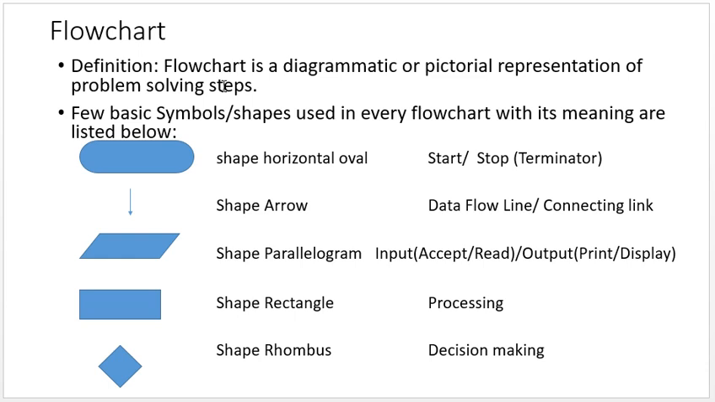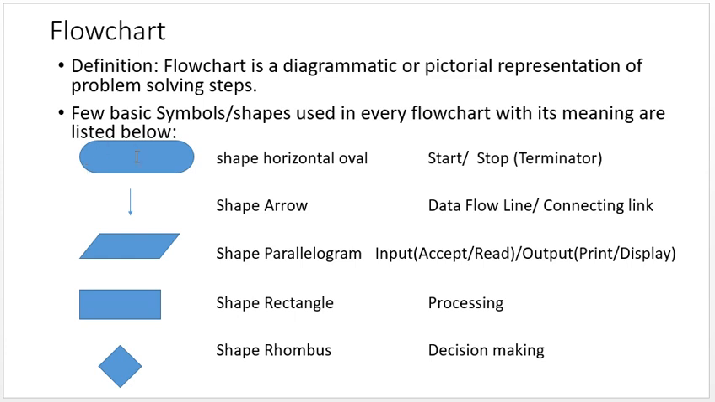The algorithmic steps which we have described narratively or written in the English language will be shown diagrammatically in the format of a flowchart. So flowcharts are nothing but diagrams or symbolic diagrams, shapes, which show in which way the problem can be solved with the flow of information passing amongst them. A few basic symbols or shapes used in every flowchart with their meanings are listed below.